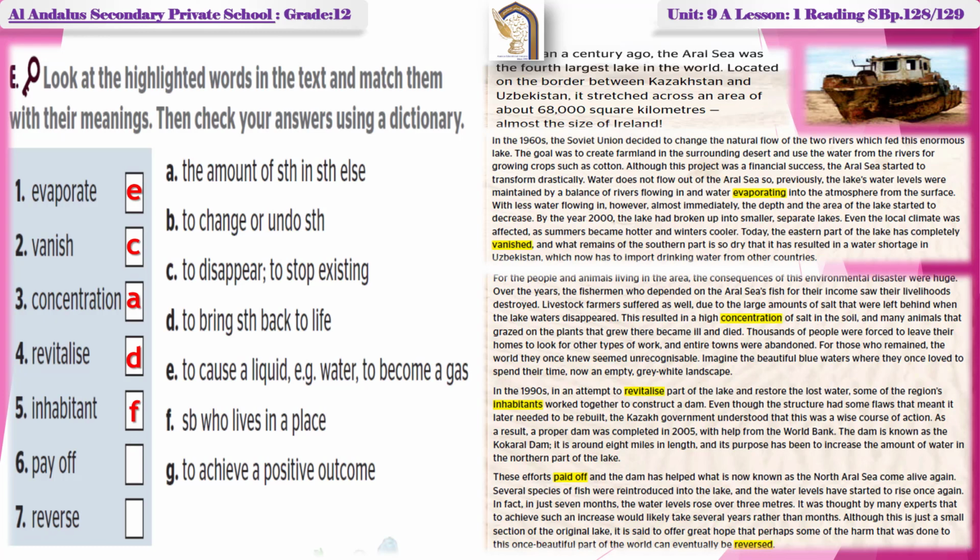Number 6. Pay off. Amazing. This is G. To achieve a positive outcome. And finally, we have got reverse. Yes, that's a relevant answer. Actually, it's our final phrase. This is B, to change or undo something.